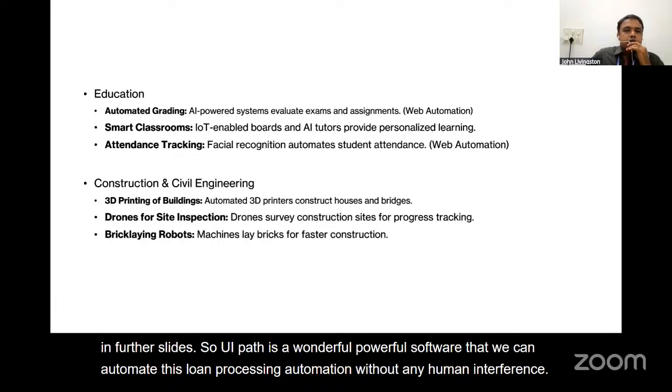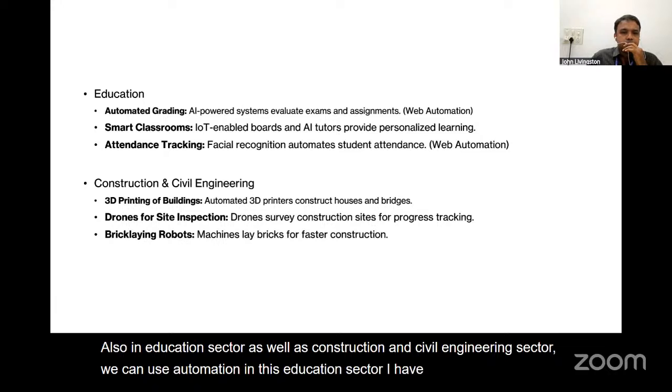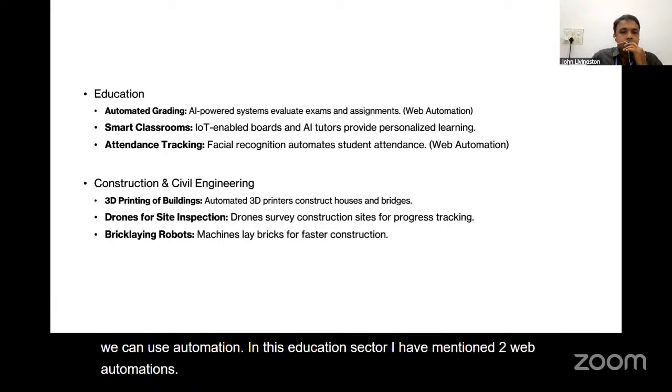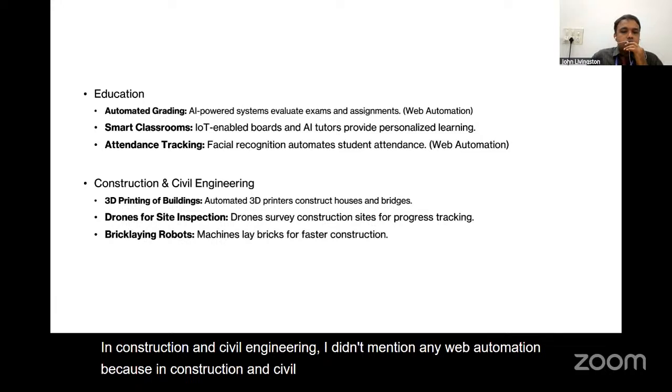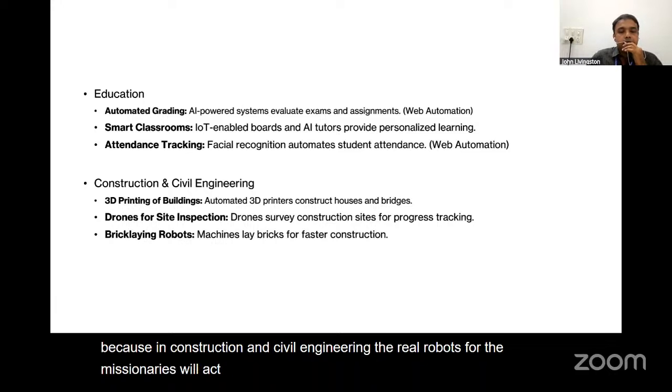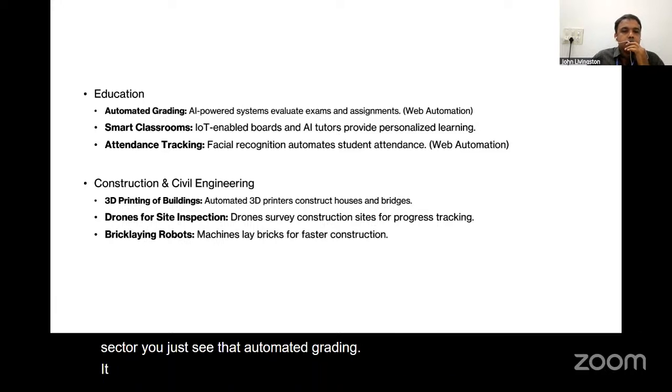Also, in the education sector as well as the construction and civil engineering sector, we can use automation. In the education sector, I have mentioned two web automations. In construction and civil engineering, I didn't mention any web automation, because there the real robots or machineries act as automating machines. But in the education sector, you just see that automated grading comes under web automation. Attendance tracking also comes under web automation.